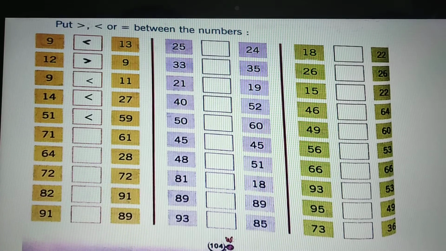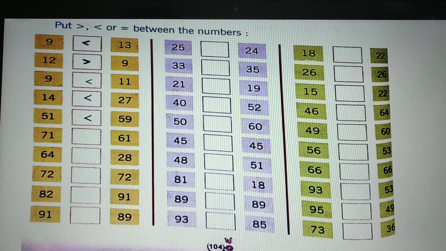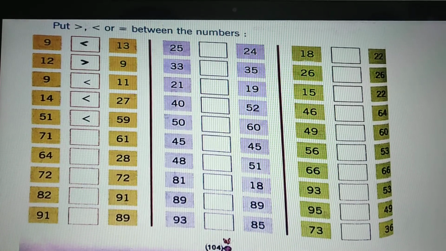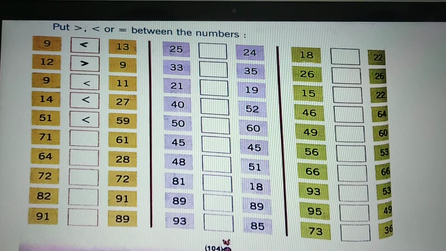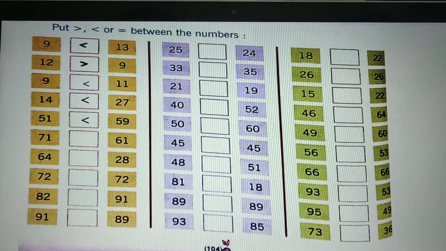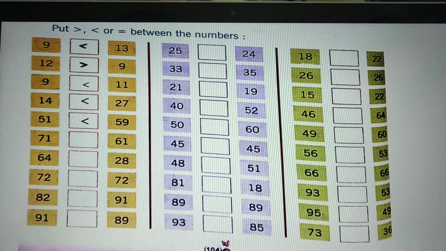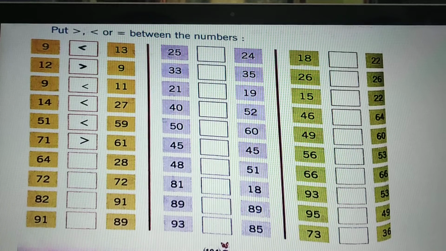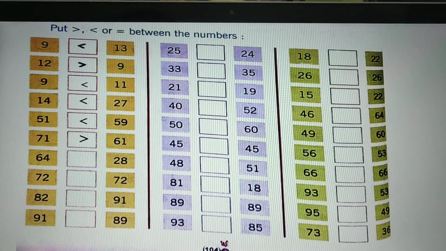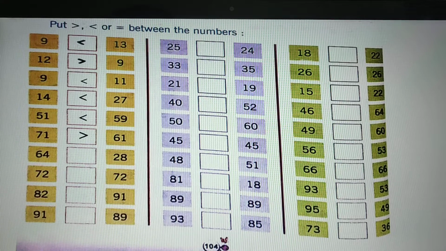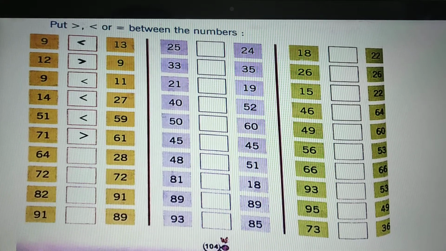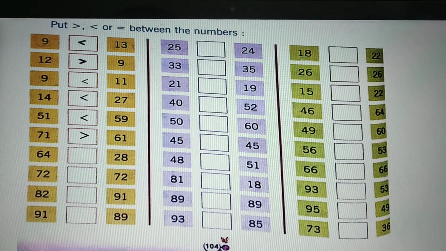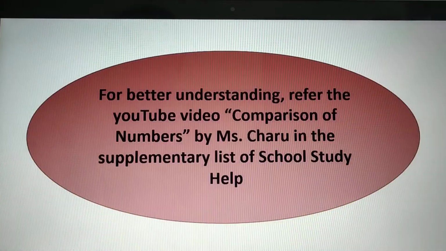51 dash 59. 51, 5 tens, 59, 5 tens. Then what I taught, if both are same, you have to see the ones place. In the first number, ones place 1. In the second number, ones place 9. So 51 is less than 59. And 71 is greater than 61 because of the tens place. So student, like this, you look at the numbers, compare them, and find out which is the less than number, which is the greater than number.